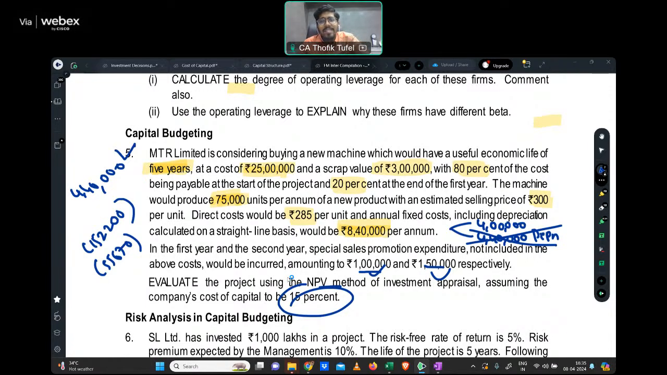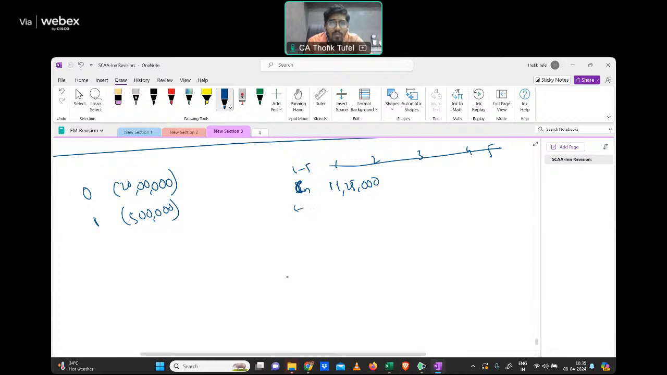Minus fixed cost is 4 lakh rupees. As I said, 4 lakh 40,000 is depreciation. 8 lakh 40 is including depreciation. So if I remove depreciation, I will get 4 lakh rupees. So minus 4 lakh rupees is the fixed cost. Once I know the fixed cost, this will become my cash flows. Correct? 11 lakh 25,000 minus 4 lakh rupees, so 7 lakh 25,000 is my annual cash flows.